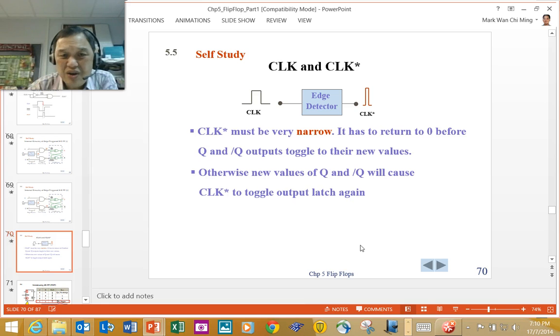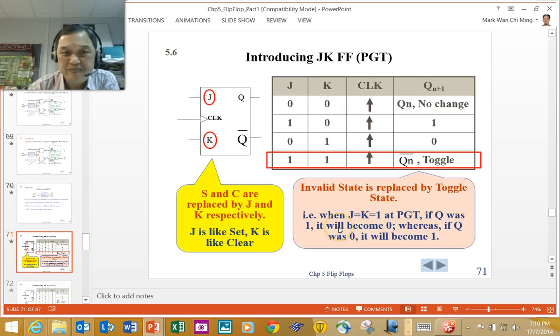This one also, right? The clock. Cut the long story short. The clock must be very narrow when we turn to 0. That means this is a clock signal, edge detector. This will make the clock more narrow. The clock must be very narrow. It has to return to 0 before the output toggles to the new value. Otherwise, you have a problem. You have a look at it yourself.